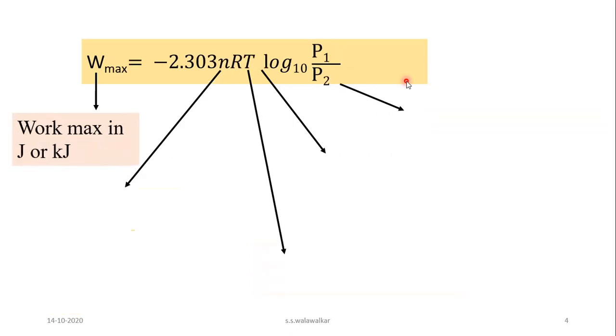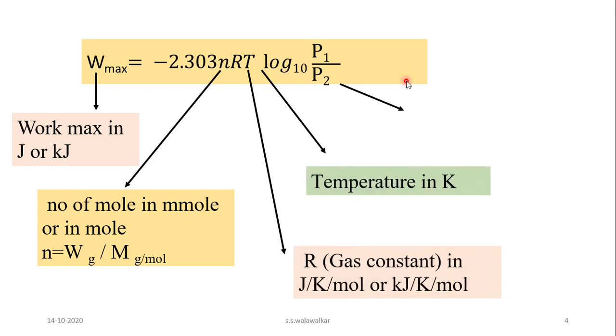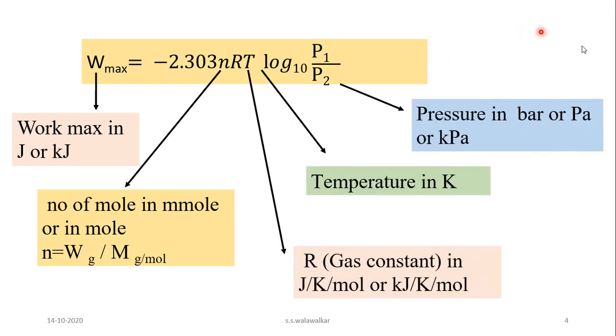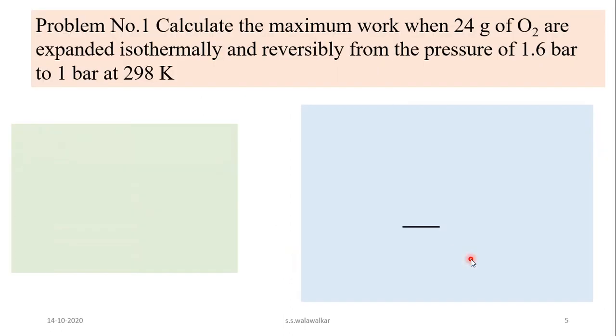Like that, when pressure is there, you know that pressure is expressed in bar or pascal or kilopascal. So here the unit of initial pressure and final pressure must be the same, like volume. All these are the most important points which you have to remember while solving the problem. Now we will see the numerical problem based on work maximum.